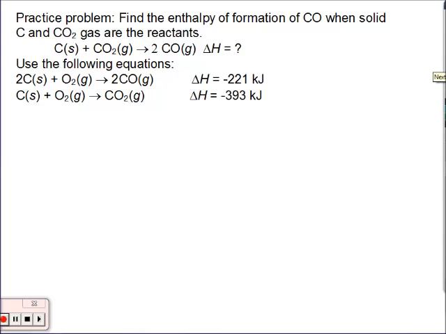So you're going to have problems like the one you see here. Find the enthalpy of formation of carbon monoxide when solid carbon and carbon dioxide gas are the reactants. Now, there's a couple of reactions that are known. Reaction 1 says that if I take carbon and oxygen, I can make CO, carbon monoxide. If I take the second reaction, carbon plus oxygen, I can make carbon dioxide.